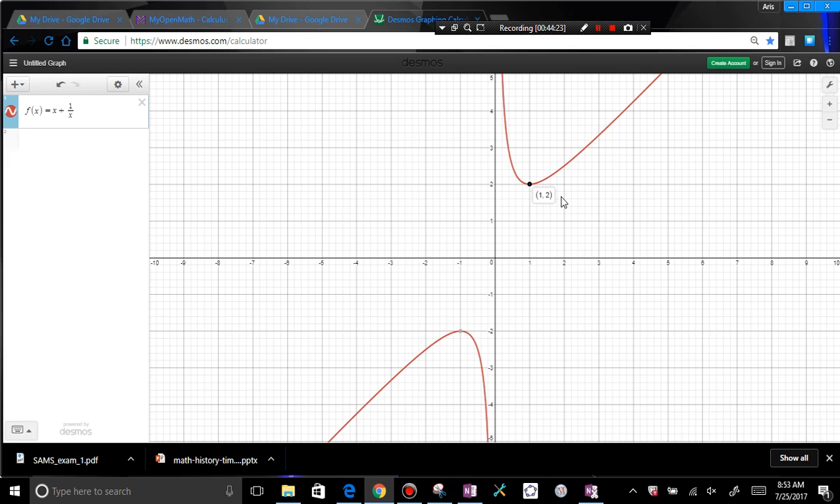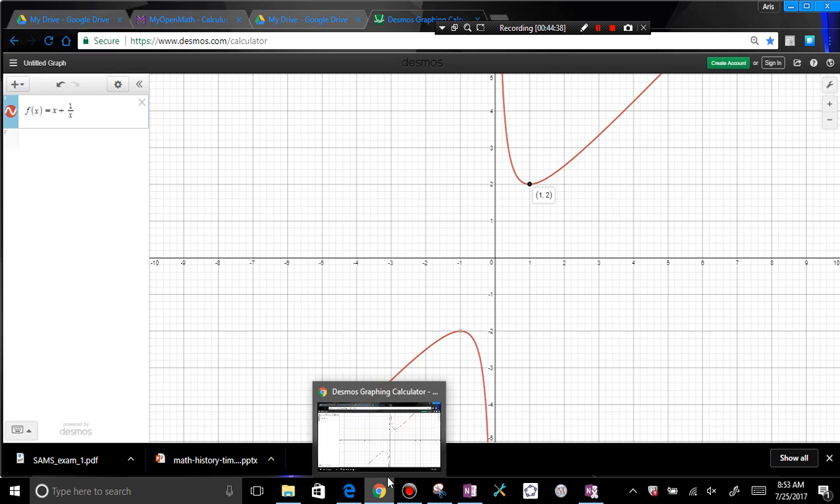Of course, this is a local minimum because in this area, this is the lowest value, but clearly this is not the lowest value on the entire domain if we extend it. This is the lowest value on the interval 0 to infinity, 0 not included. This requires, again, that looks like 2, right?